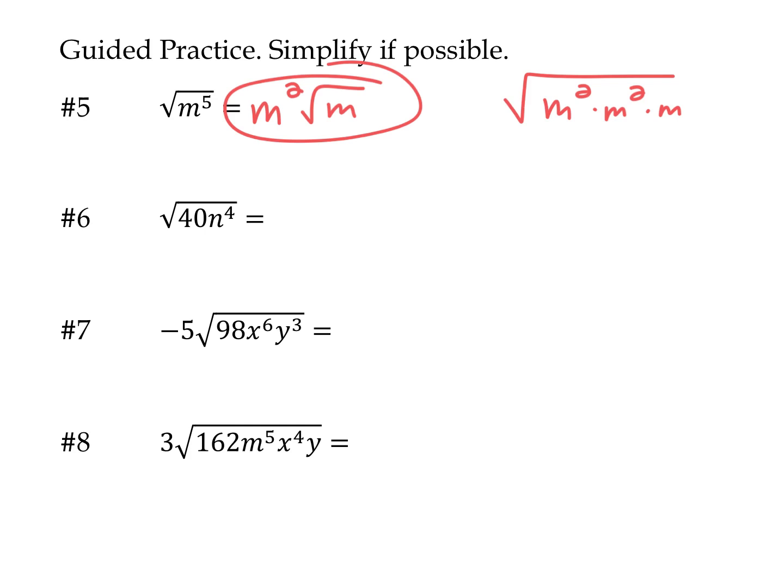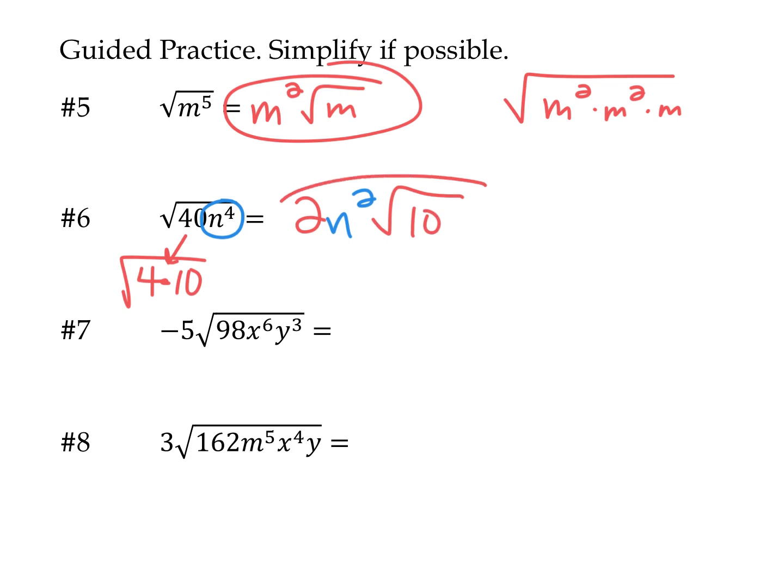Now the next one we have a number to work on, 40. So 40 can be 4 times 10, the square root of 4 times 10, so I get a 2 out in front of the radical. The n to the fourth, there's 2 pairs of n's there, so n squared. And there's not going to be any left over inside the radical, so we're going to have square root of 10. So 2n squared, square root of 10.